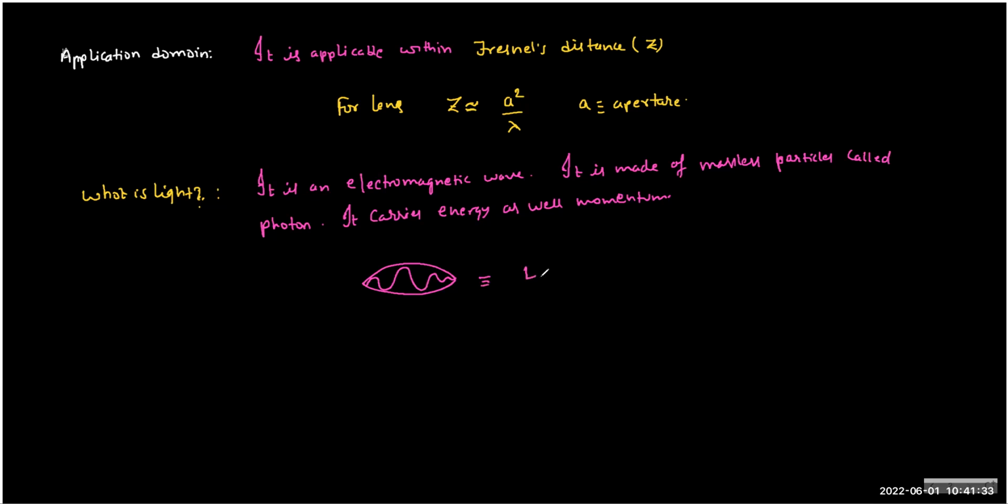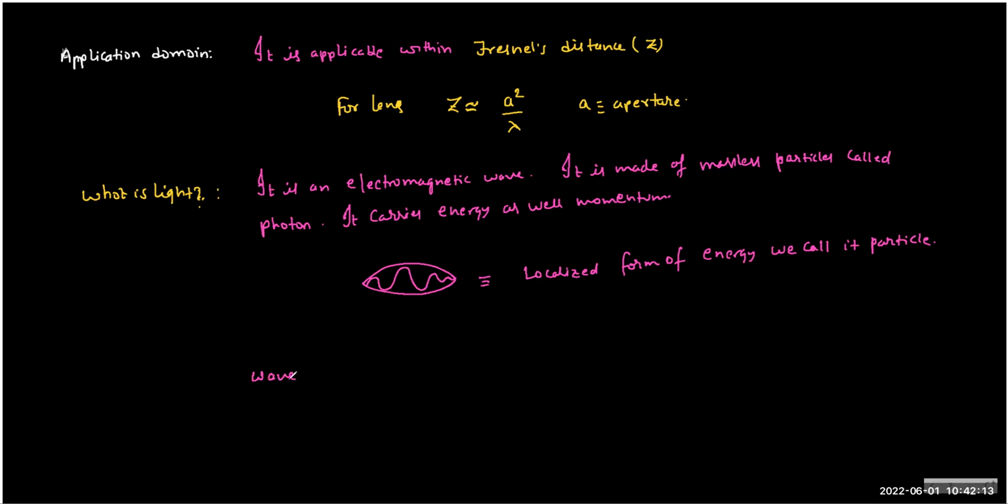So you can say localized form of energy, we call it a particle. So when I say light as a particle, then we mean the localized form of energy. And when I say a wave, then it means the delocalized form of energy. It means it is everywhere, it cannot be confined.